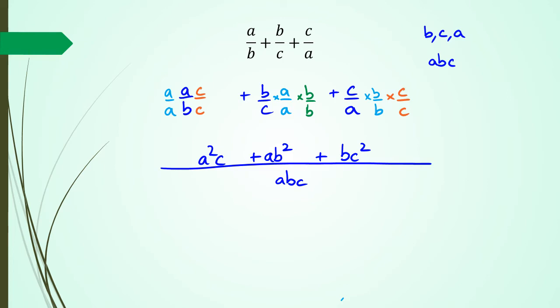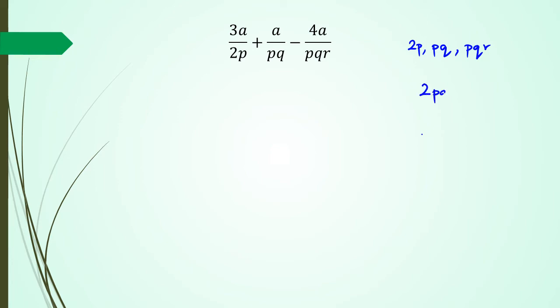Okay, let's try another different type of question. What about if I have something like this? I've got 3a over 2p plus a over pq minus 4a over pqr. So let's have a look at all my terms. I've got 2p, I've got pq, and I've got pqr. Now the lowest common multiple between all these three terms is going to be 2pqr.